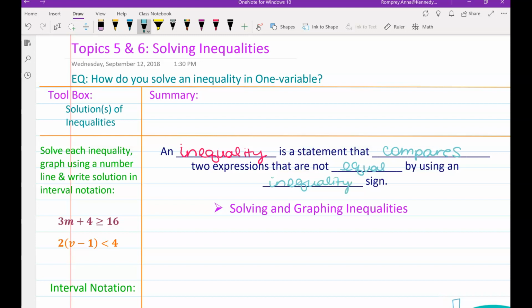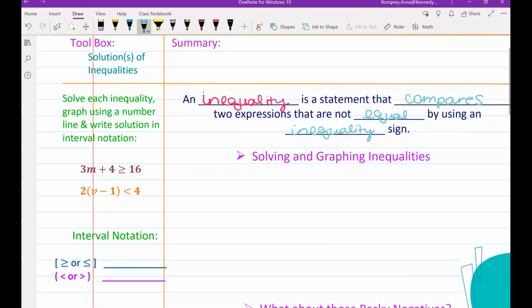Equations have either one solution, infinitely many solutions, the ones where we can plug in anything, or no solutions. So one, all of them, or nothing. Inequalities have sets of solutions.